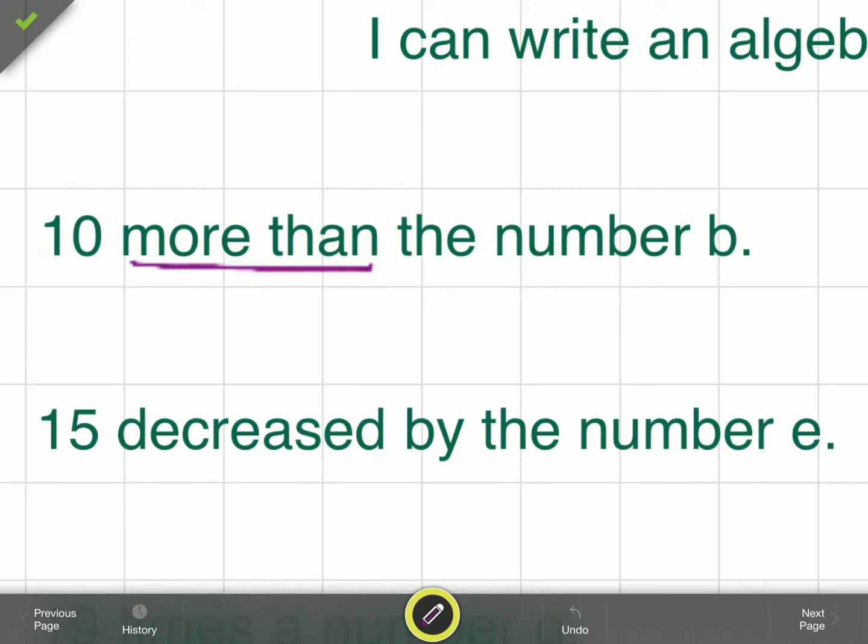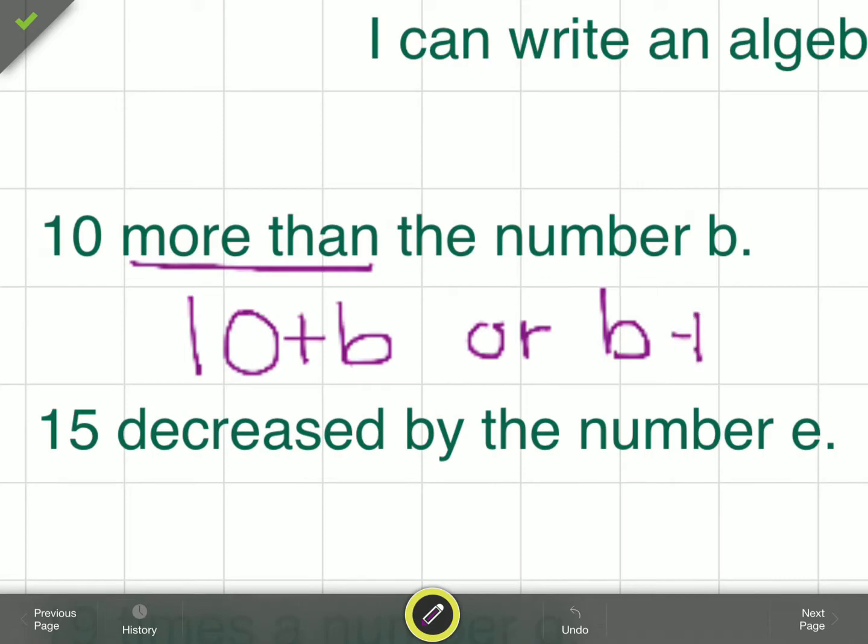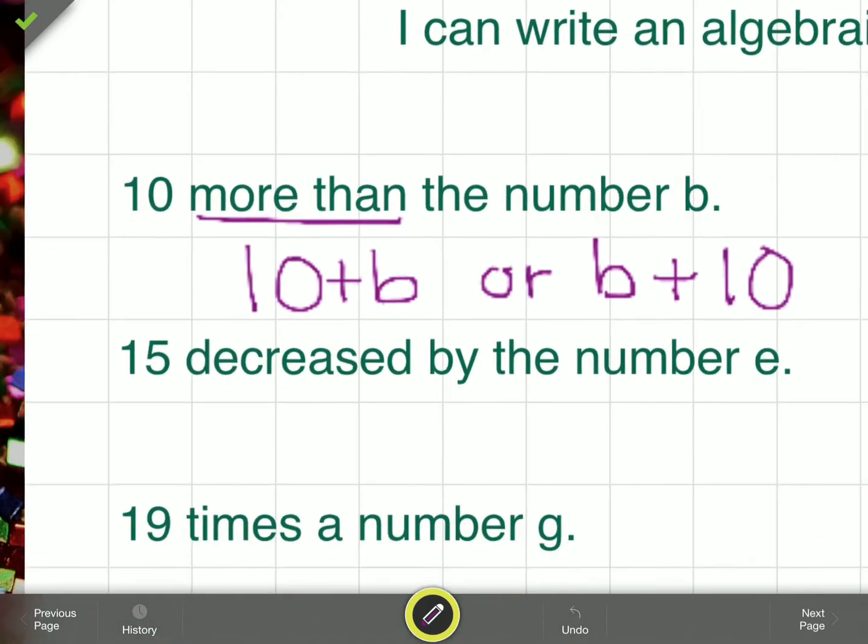How would I write my addition expression? There are two ways I could write it. I could have 10 plus b or b plus 10. Both ways would be considered correct. Let's look at our next one.